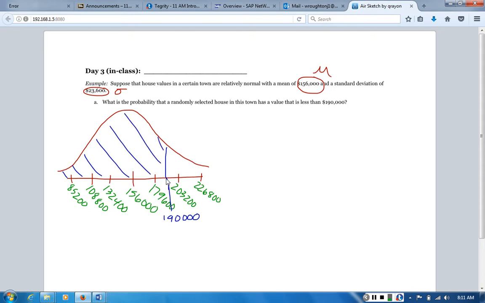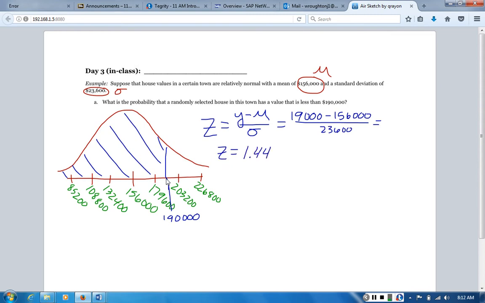Our next step is to find our z. Remember, the formula for z is y minus mu over sigma. So our y is the 190,000, the mean is 156,000, and the standard deviation is $23,600, which gives me a z of 1.44. Now remember, I'm going to round to 2 decimals just because that's what our table has, 2 decimals.